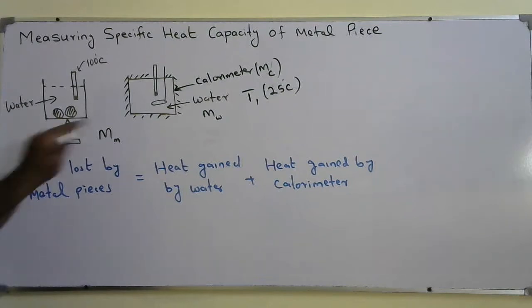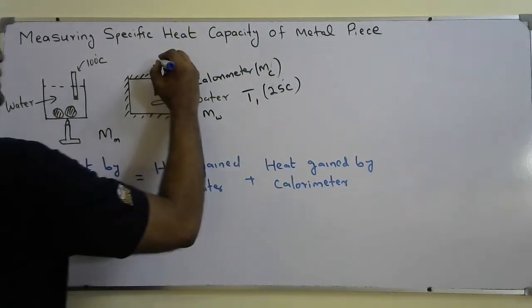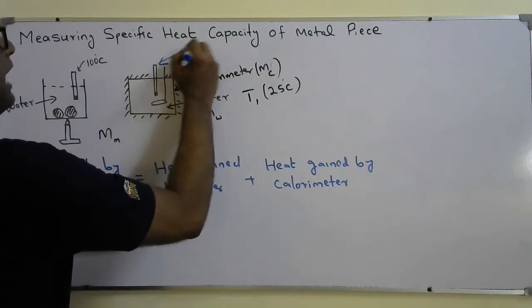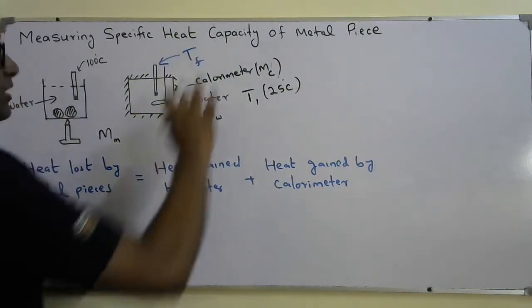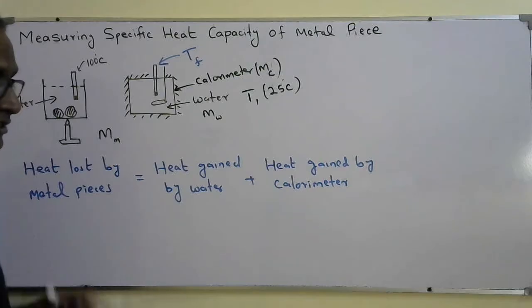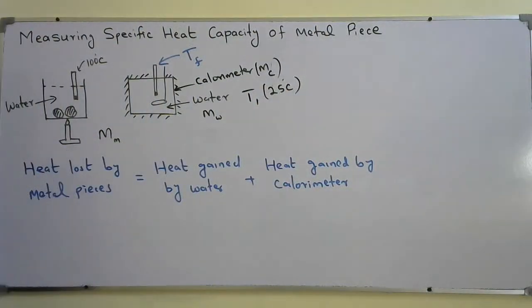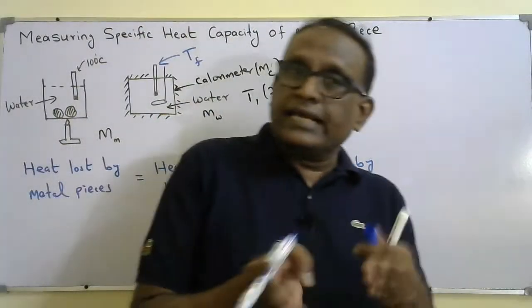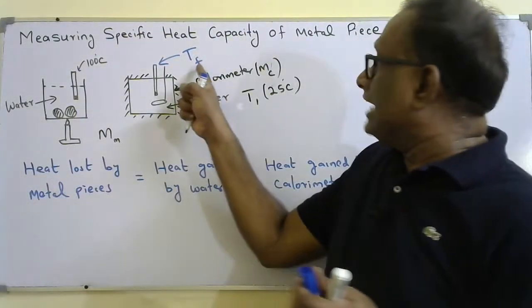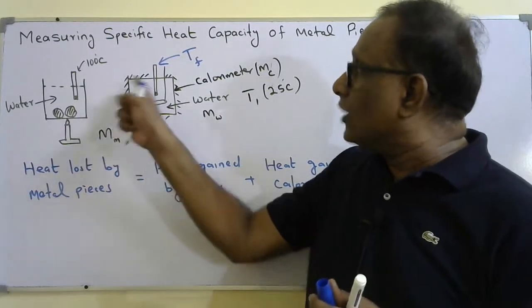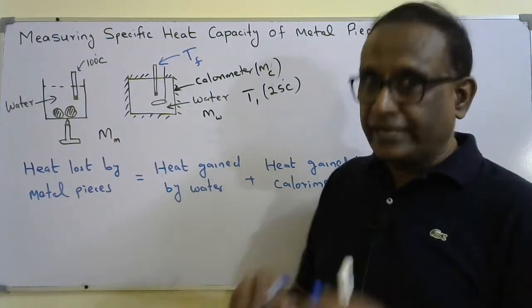Okay, so we have to record the final temperature. Let it be TF, the final temperature. That will be the stable, steady temperature recorded by the thermometer. The temperature of the metal pieces, they were at 100 degrees Celsius. Now they are becoming TF. So they are losing heat. They all are going to be in thermal equilibrium finally.